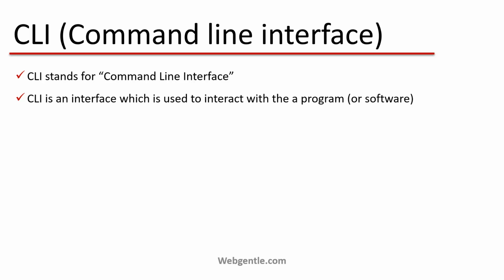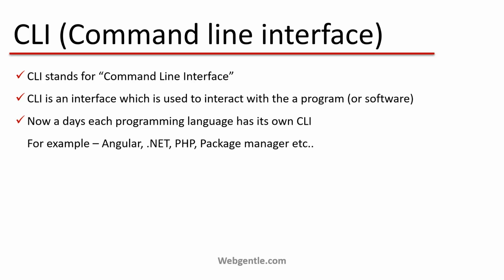If you need to work with a .NET Core program, then there are two ways to work with that program. First one is the graphical user interface, and the second one is the command line interface. So in this video I am going to talk about the CLI. Each language provides its own CLI to interact with the program. If we talk about Angular, then Angular has its own CLI, which is ng. If you need to work with any kind of command of Angular, then you can use Angular CLI. If you are working with .NET Core, then we have .NET CLI. If we are working in PHP, then similarly we have a CLI for PHP. It means almost all languages have their own CLI.